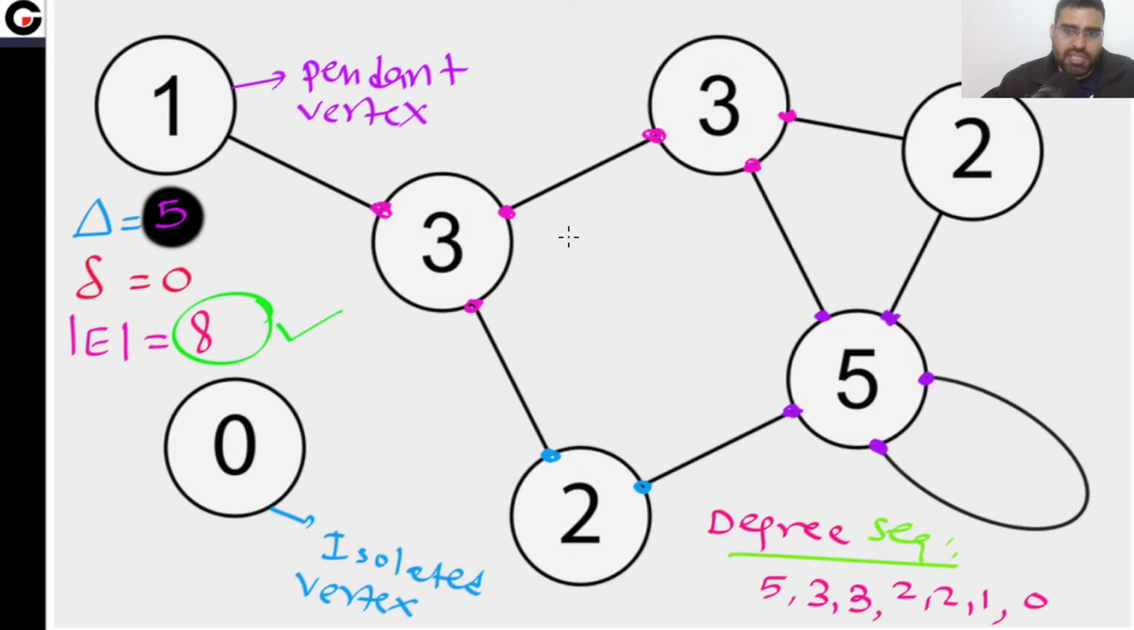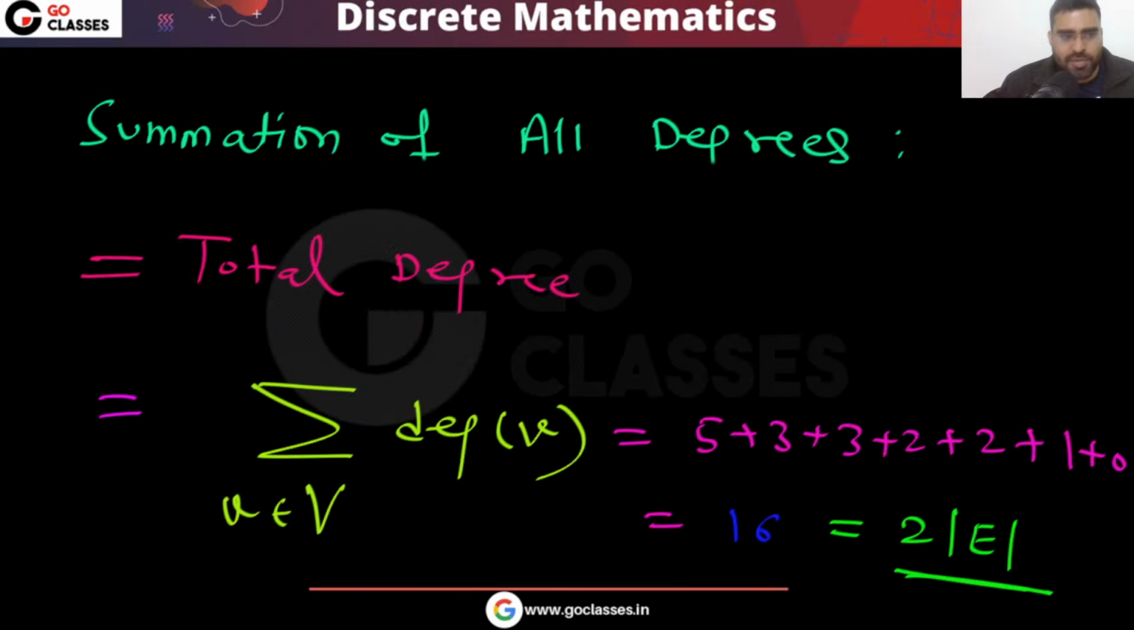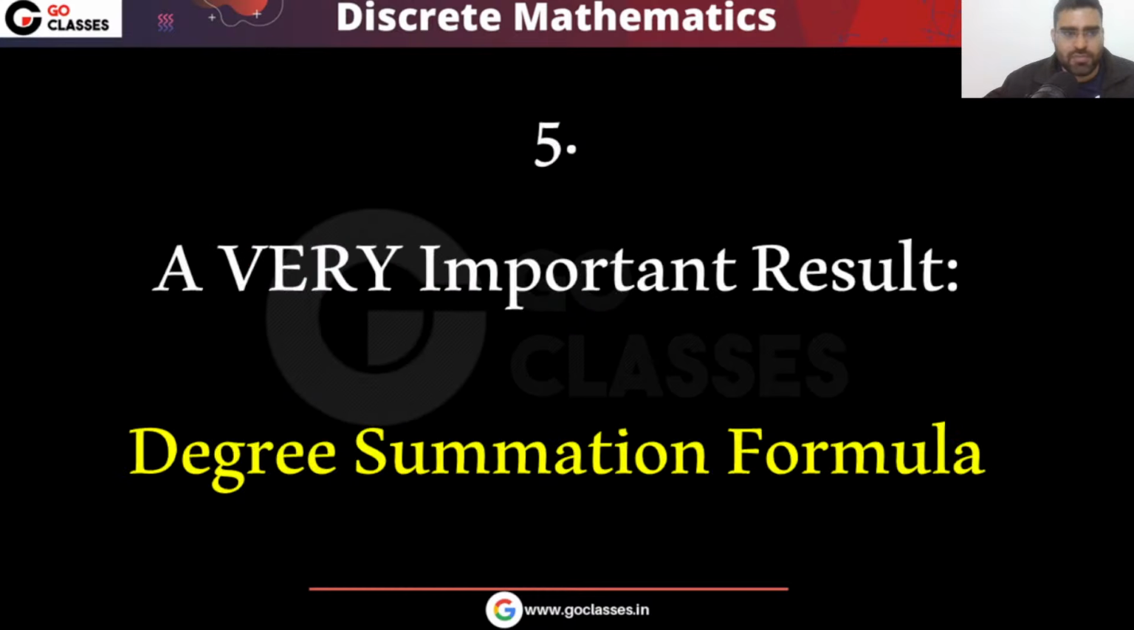Look at the total degree, that is 16. Number of edges is 8. Can you notice that total degree is equal to twice the number of edges? That is not a coincidence, let me tell you. That will always happen. So this is your most important result. Very important result. Many questions in the GATE exam on this result.